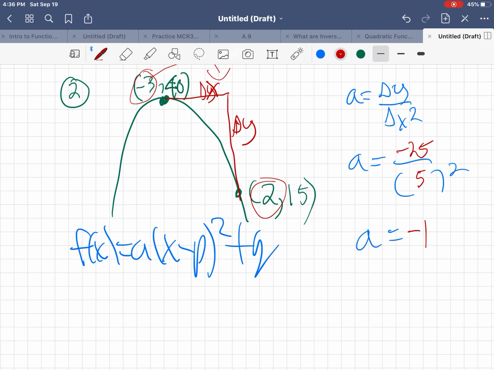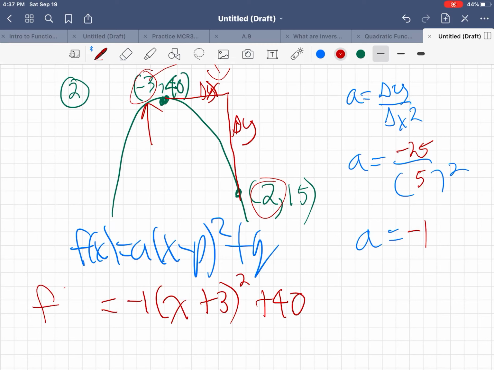So what is the equation? A is negative 1. And then it's going to be x minus negative 3. The p value of the vertex is negative 3, so that becomes x plus 3 squared. And then q is 40, plus 40. That's f of x. So that's a much easier way to do it: a equals delta y over delta x squared, where delta y and delta x are measured away from the vertex, to the right of the vertex.